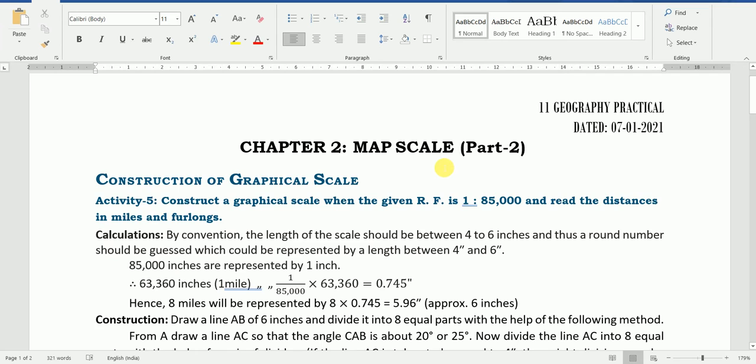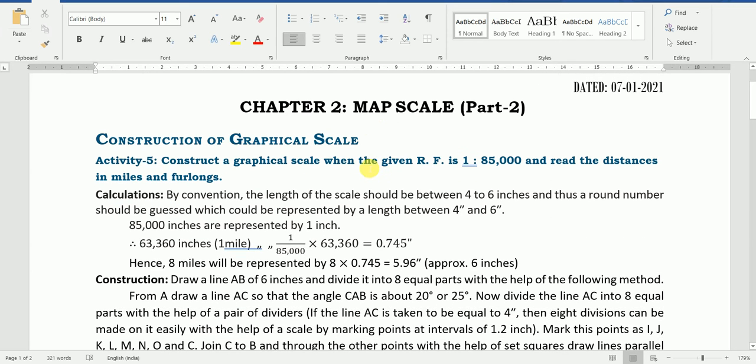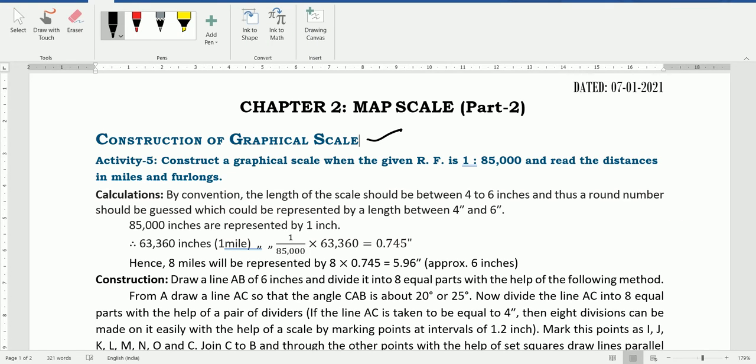Remember, we have been learning Chapter 2, Map Scale, of your NCERT Practical Geography textbook. So, here, this is the name of the activity: construction of graphical scale. We have activity number 5 here.